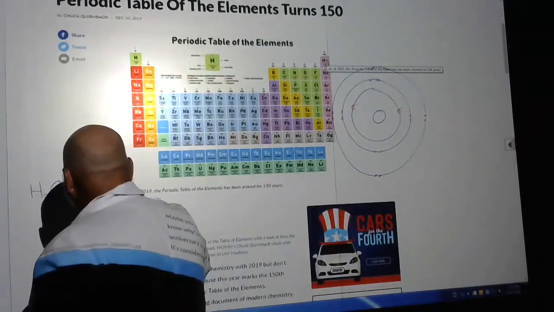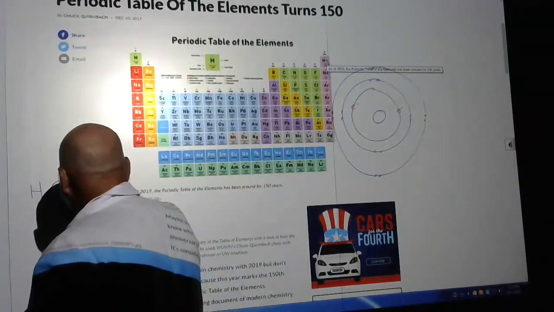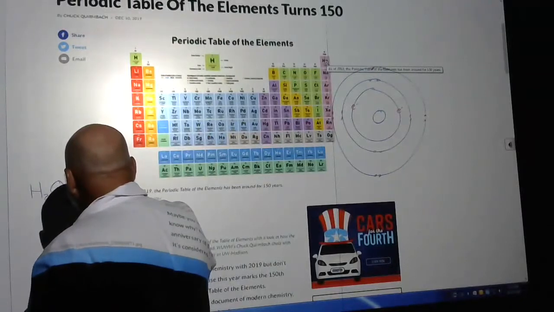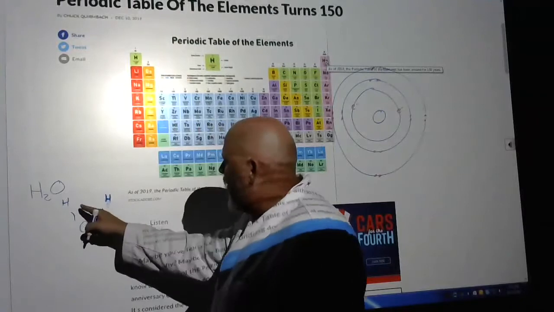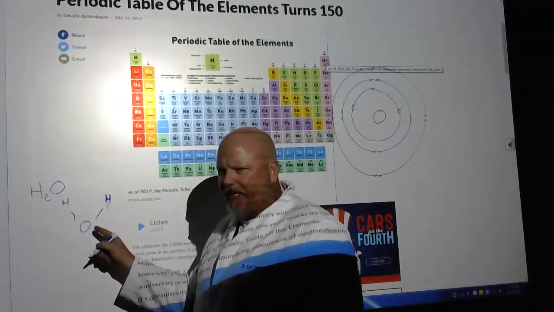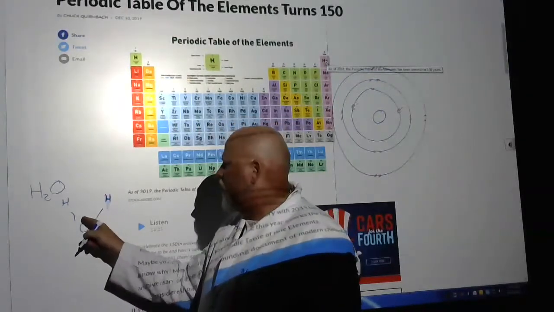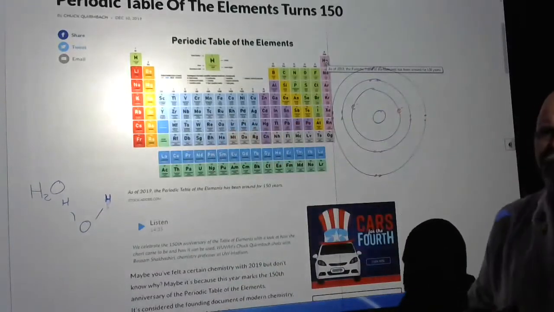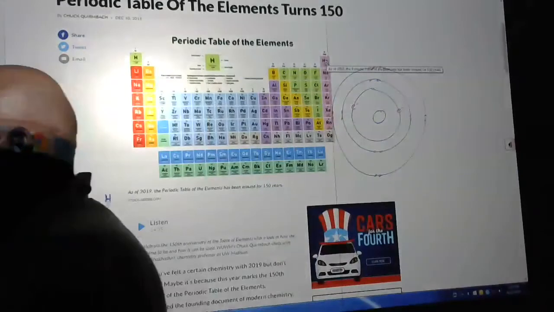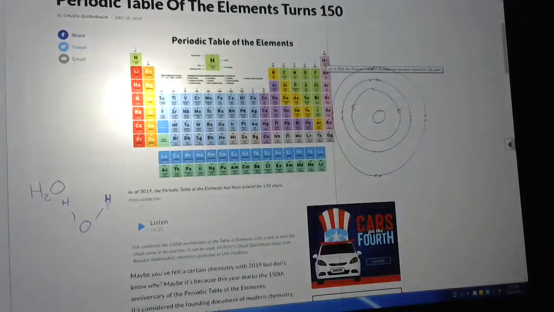oxygen and hydrogen, hydrogen bonded together, right? So we actually end up with HOH. This is the chemical formula of water. These atoms bonded together, and they use different electrons or different methods of combining to make that molecule or compound.